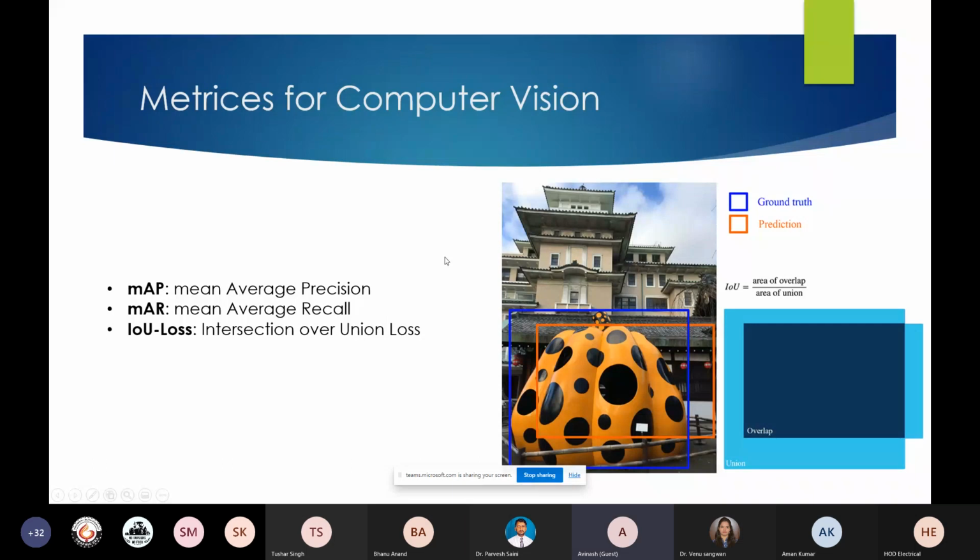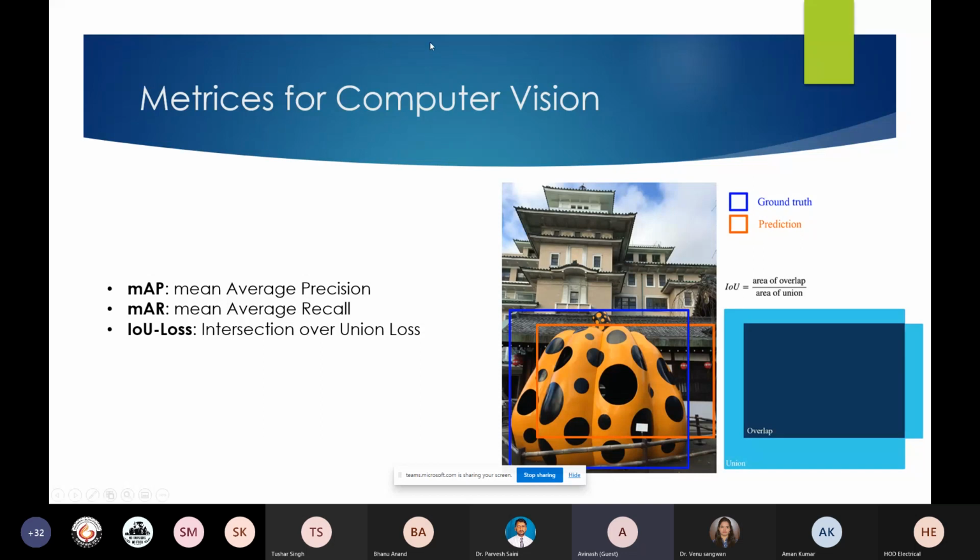For computer vision itself, some of the commonly used metrics to generate loss functions for optimization are mAP, which is mean average precision, mAR, mean average recall, and IOU loss, which is intersection over union loss.